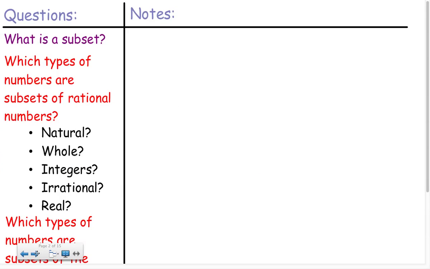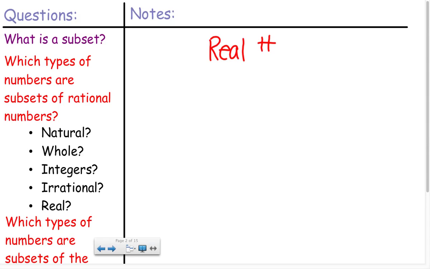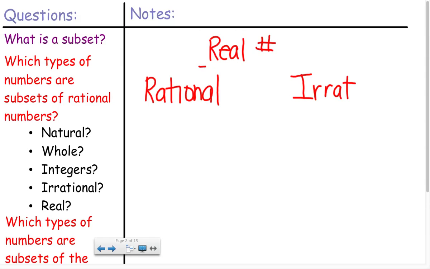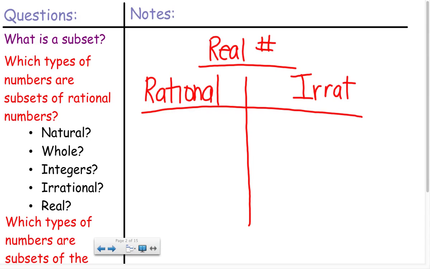Okay, what is a subset? Which types of numbers are subsets of rational numbers? A subset is a group within another group. So our real number system has two subsets, rational numbers and irrational numbers. It's kind of like real numbers break off into rational and irrational.